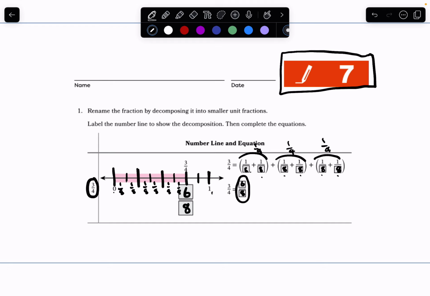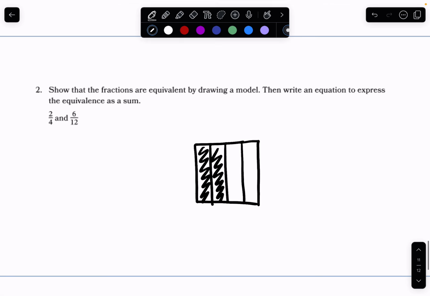So we have said that 3/4 is equivalent to 6/8. If you need to pause the video to write this down, you can. All right, let's keep moving. Next, it says, show that the fractions are equivalent by drawing a model. Then write an equation to express the equivalence as a sum.